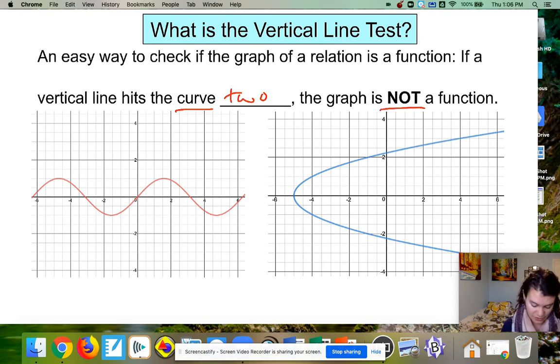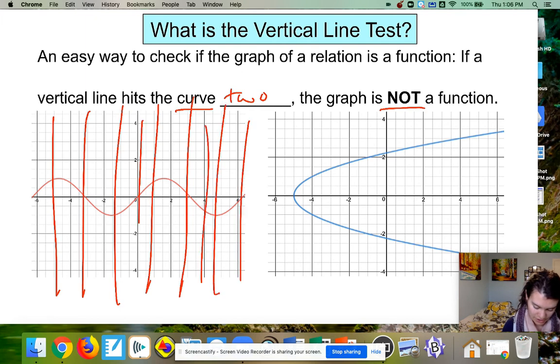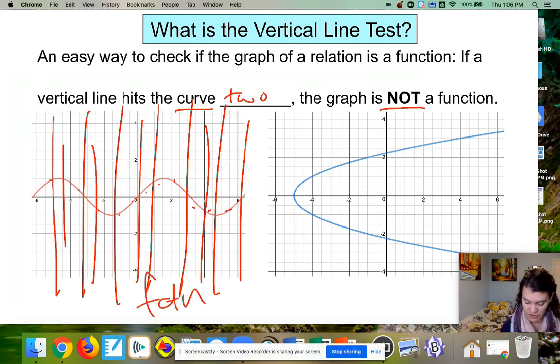So if you look at this first one, I can keep drawing vertical lines, and no matter where I draw them, they're only ever hitting one spot on the graph. So it's fine. This one is a function. If I draw a line on this one, well, right there, I hit twice. So this is not a function.